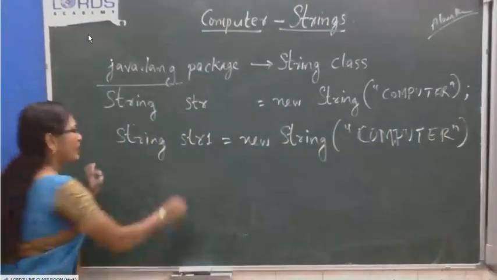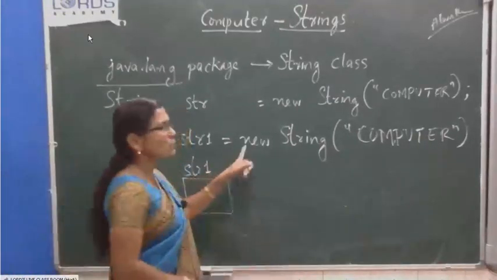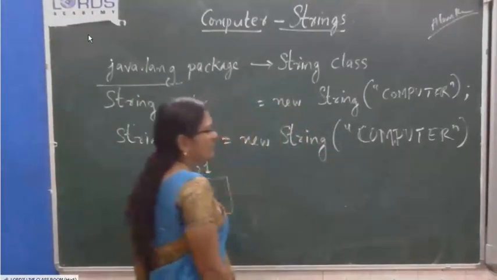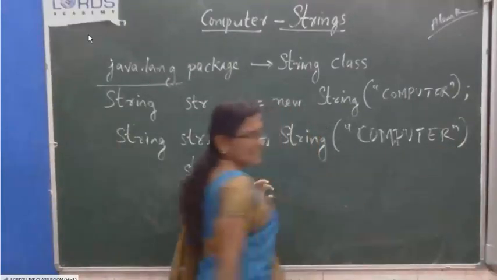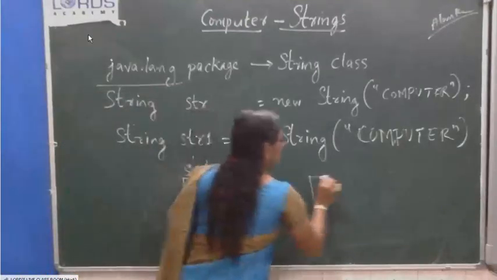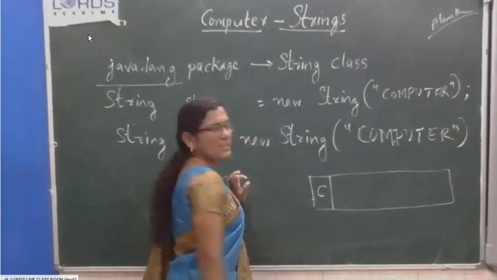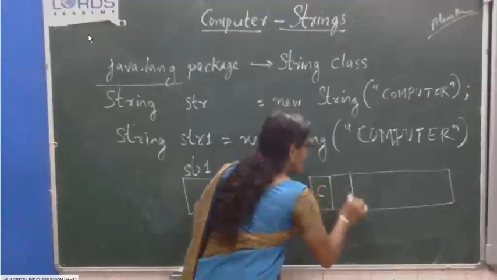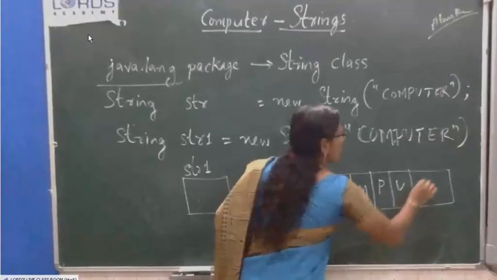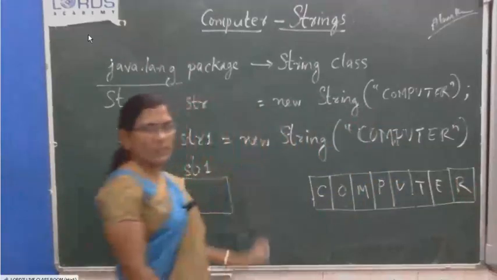Here what happens? Again a reference variable str1 is created and it points to a character array. How many characters are there in computer? 8 characters are there. To accommodate 8 characters, continuously 8 character storage locations will be reserved in the memory. Each character will be stored in a separate location. C O M P U T E R. 8 memory locations are reserved.